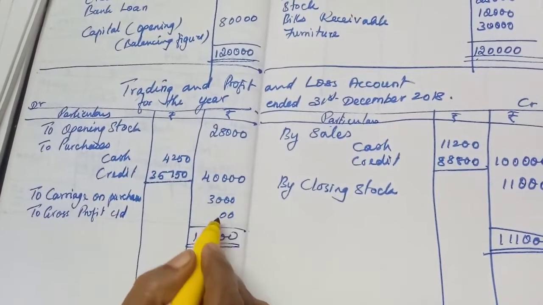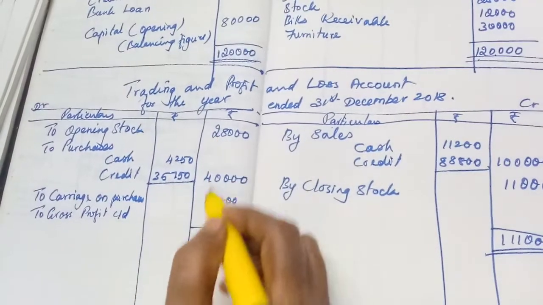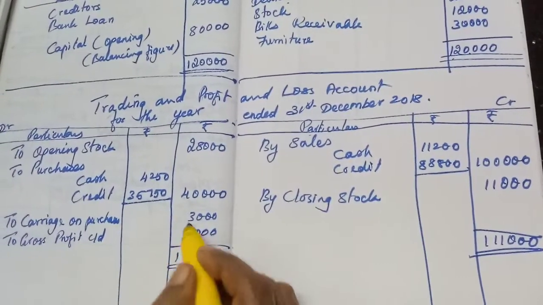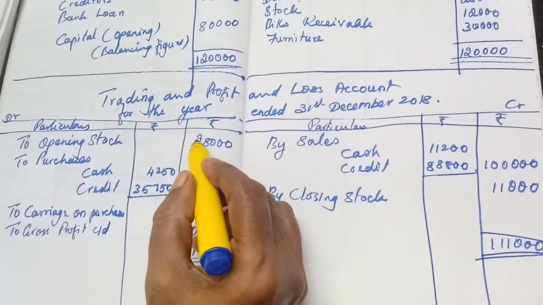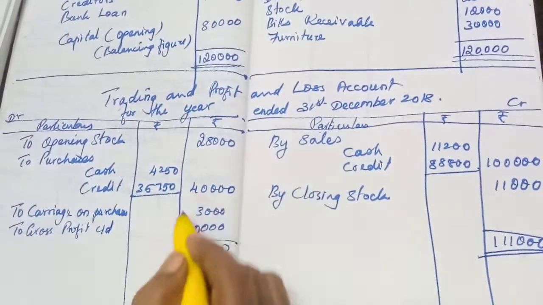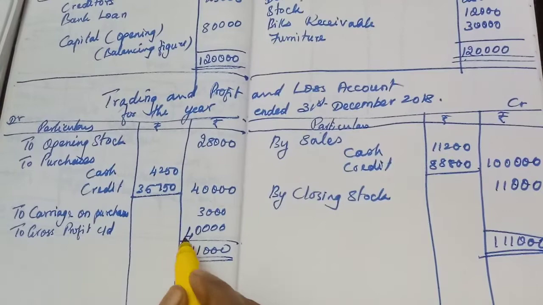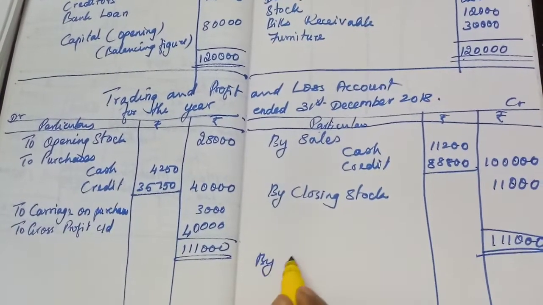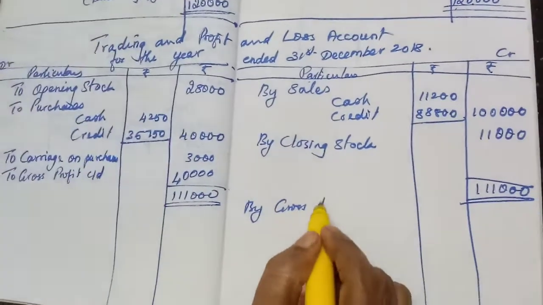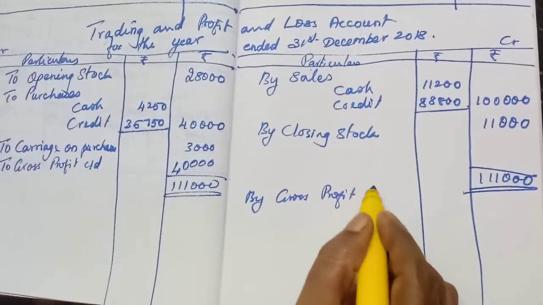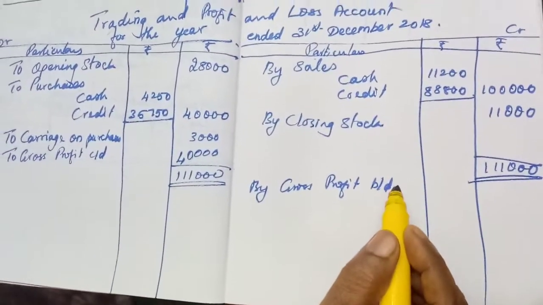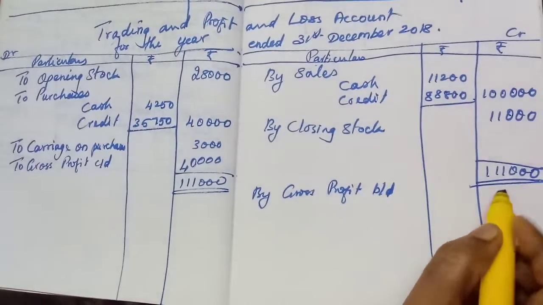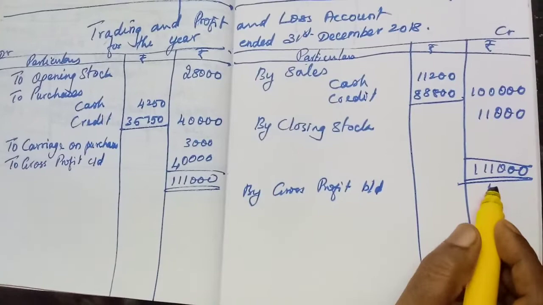Calculate 1, 2, 3. Okay, then 8 plus 3, 11. 11, 1 is there, so 0. Balance 1, 3. 3 plus 4, 7. 7 plus 4, 11. So 40,000, by gross profit brought down. Sorry, 40,000.